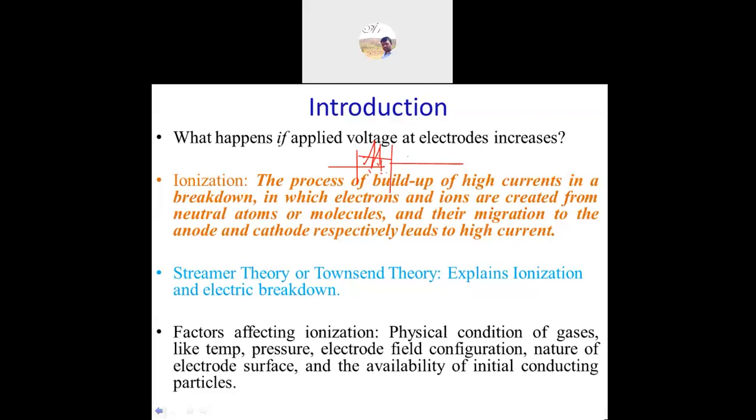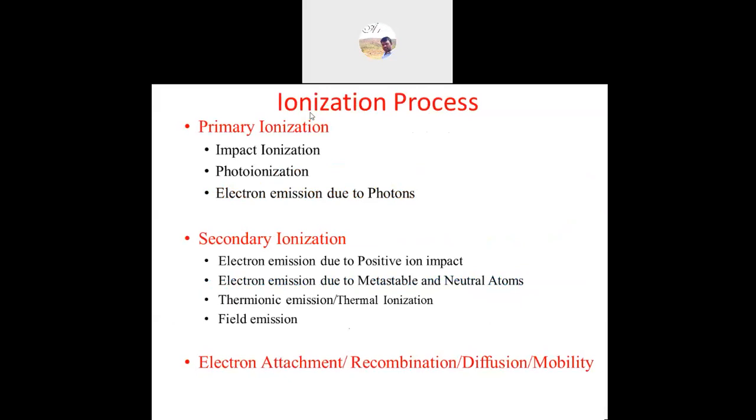To explain the ionization process, we have Townsend's theory and the streamer theory. Townsend was a scientist who made some inventions, and some theories were discovered based on how the ionization process takes place. Here we have two types of ionization process: primary ionization and secondary ionization.